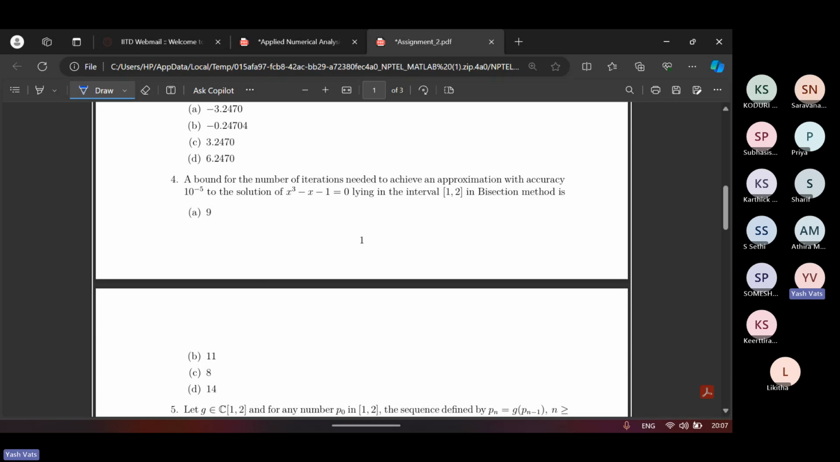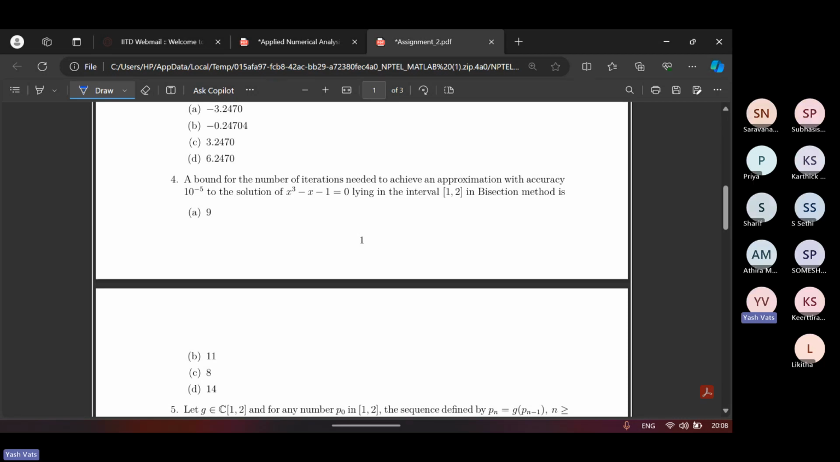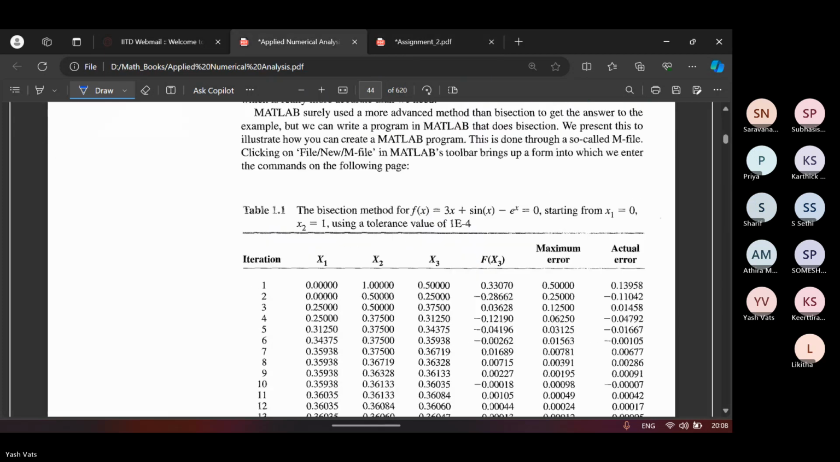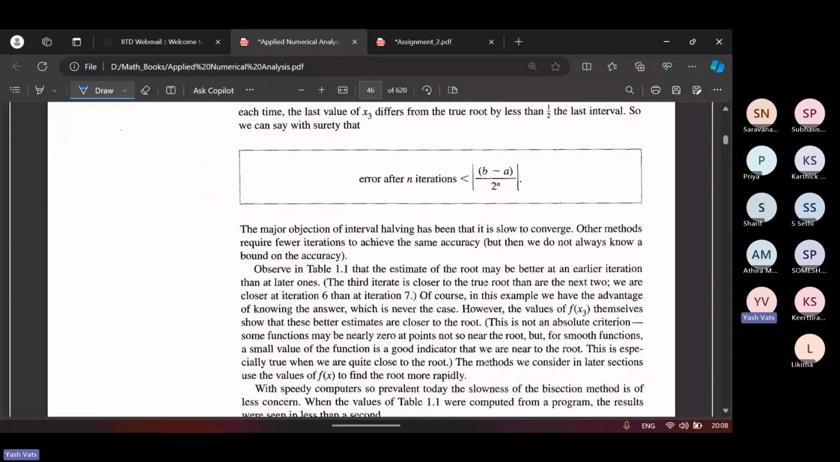So they are giving some accuracy, and they are asking us to find the number of iterations needed to achieve this much accuracy. What do you mean by accuracy? The difference between the actual root and the approximate root should be less than 10 to the power minus 5. Okay, so there is a direct formula for this. I think it is in this book: error after n iterations should be less than this. You should try to learn this formula.